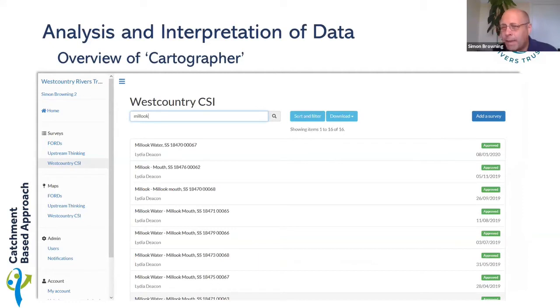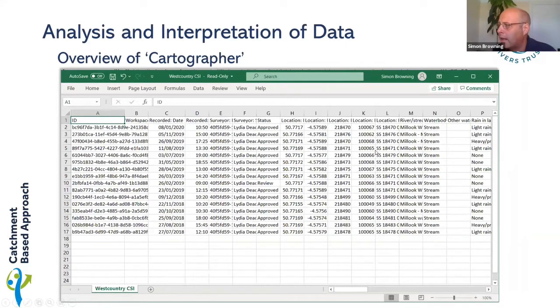In terms of getting the data back out again, you can filter it inside Cartographer. This is Lydia, who now works for us. She started out doing CSI, and she now runs the CSI scheme. So you can filter on any name, date, whatever you like, select a subset of data. And then it's a simple click of the download to download it all as an Excel file. And then you're away into Excel.